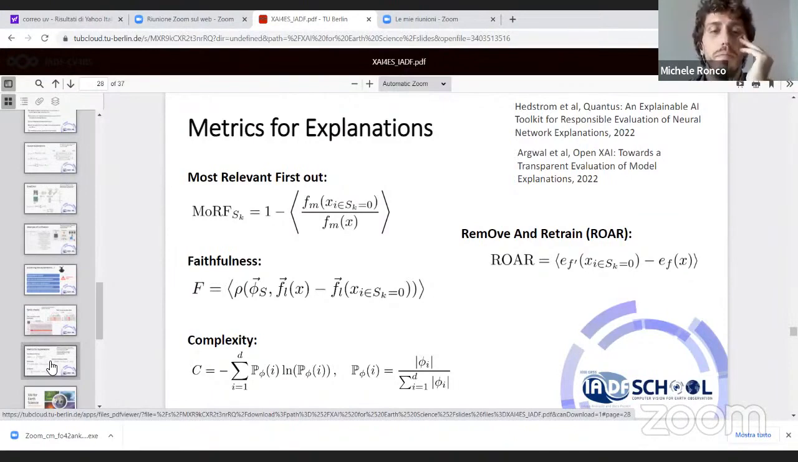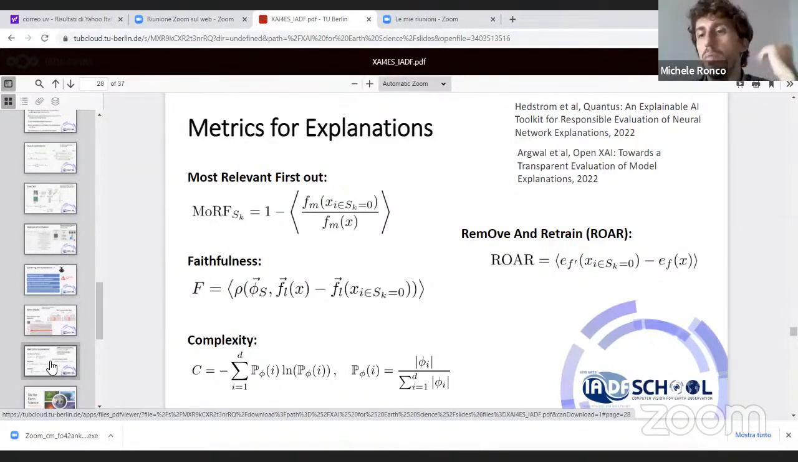And so some of them focus on different things. Here I put four of them. The first one I want to discuss is most relevant first out. What is done here is basically taking the scores.